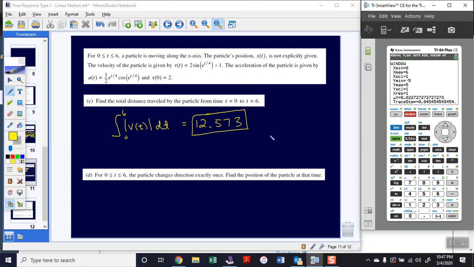What we're looking for here is when the velocity changes signs, positive to negative or negative to positive. So in my y scale, all I need to make sure I can see is the x-axis. So just make the y min a small negative and the y max a small positive. And we're on the interval 0, 6. Let's go hit the graph. And here's our velocity function. There is a crossing right here. It looks like just a little bit after 5 seconds.